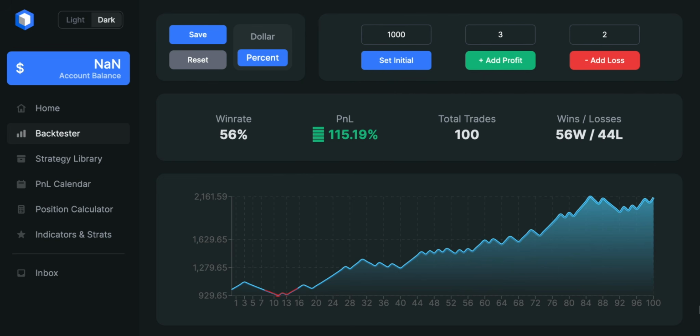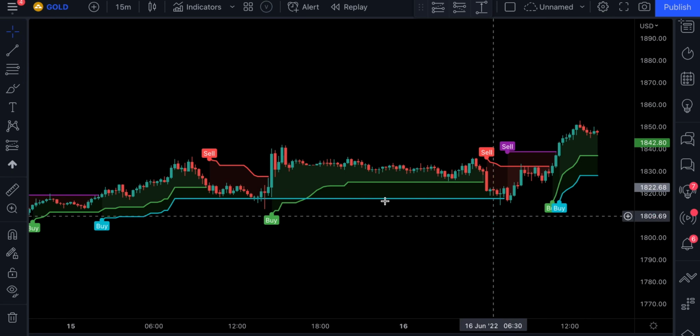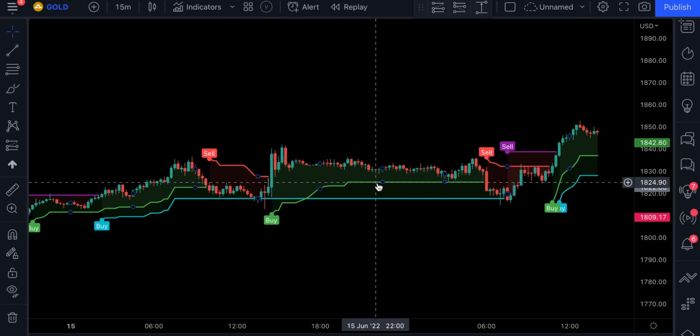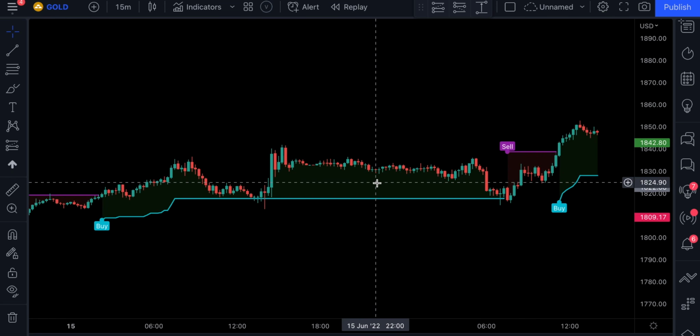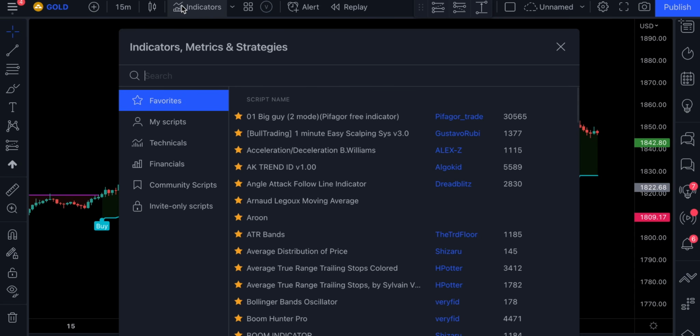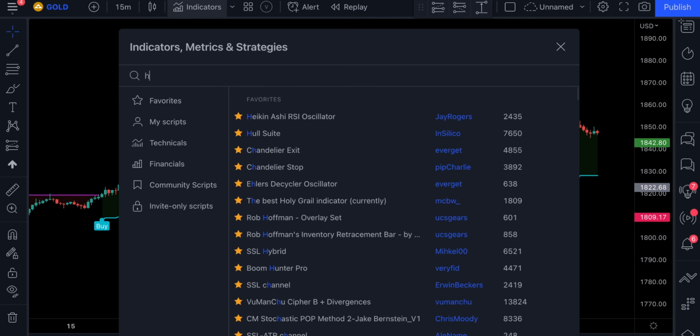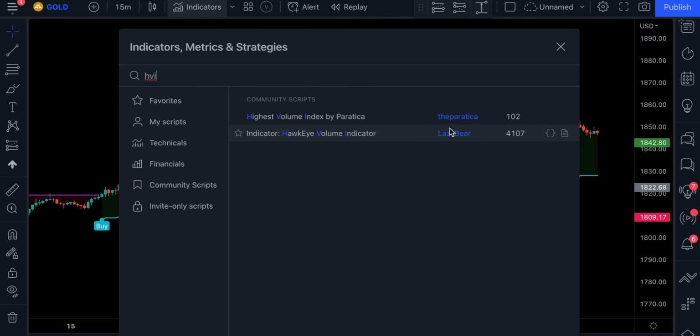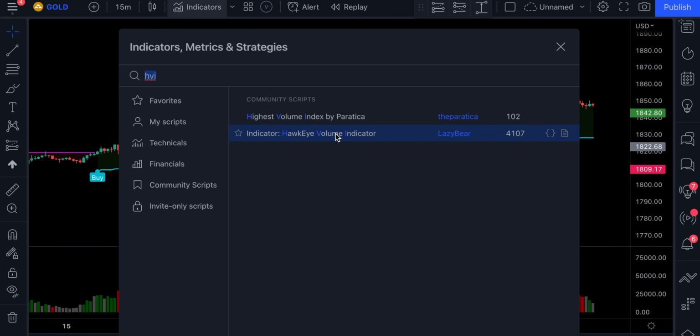Okay, so just like I promised at the beginning of this video, I'm gonna try to improve this strategy, and the goal here is basically to minimize our drawdowns. So for that I decided to get rid of this faster moving Supertrend and add a couple more indicators to the chart. So for the first indicator, let's search for HVI, this indicator by Lazy Bear, and for the second indicator, let's add QQE mod.